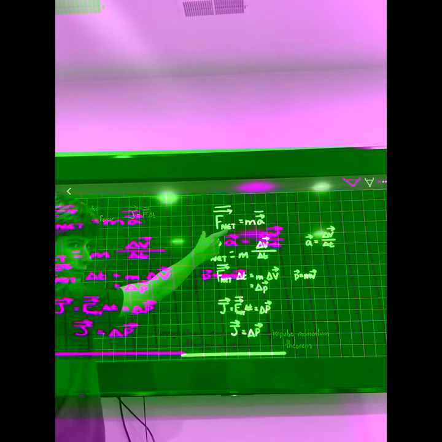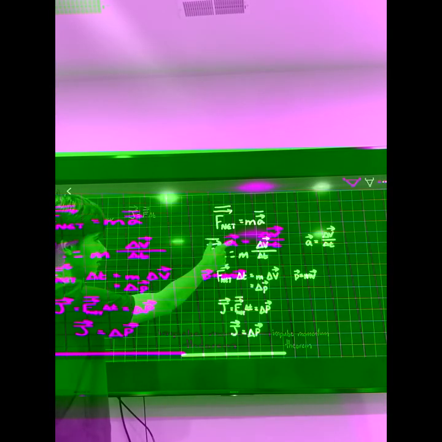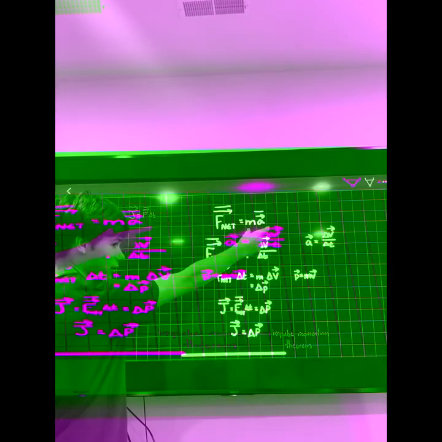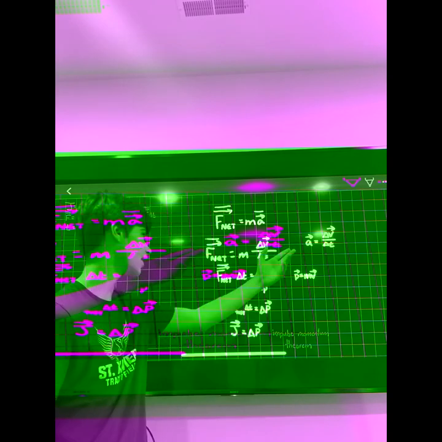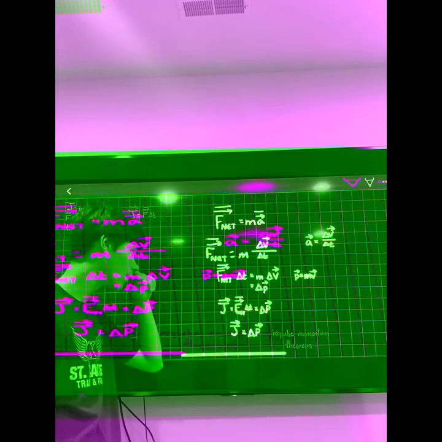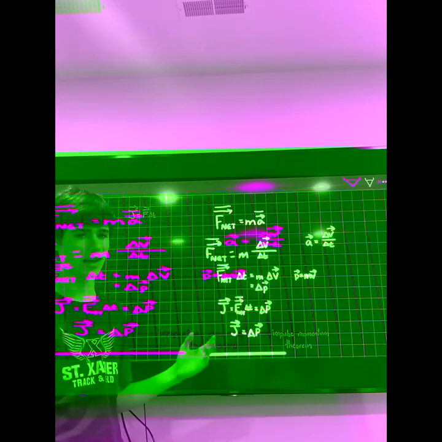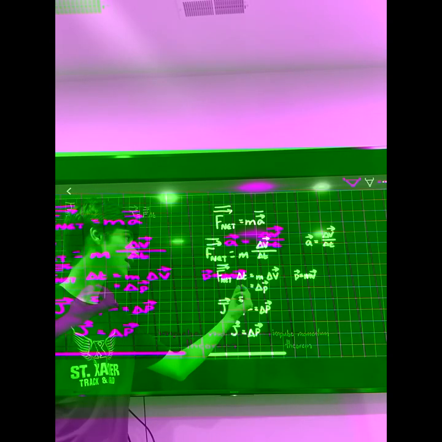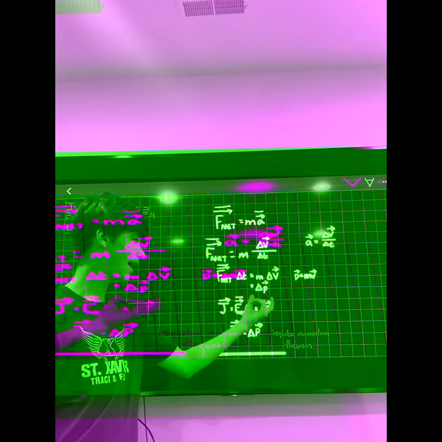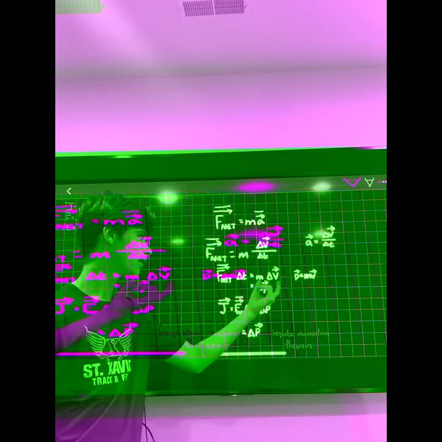So we start off with the average net force is equal to mass times average acceleration. We can then break down average acceleration into change in velocity over change in time. So the average net force is equal to mass times change in velocity over change in time. We can then multiply both sides by change in time to get average net force times change in time is equal to mass times change in velocity.